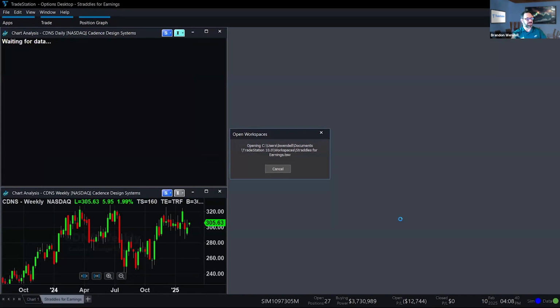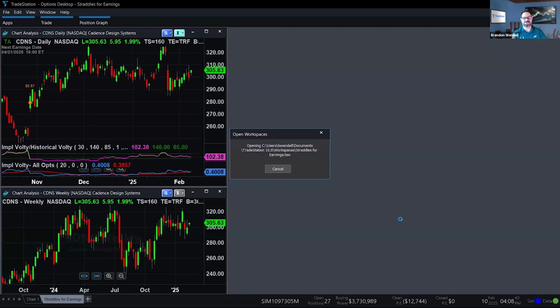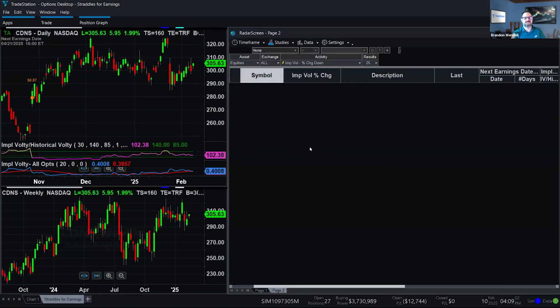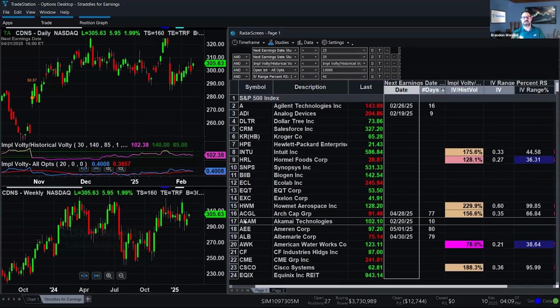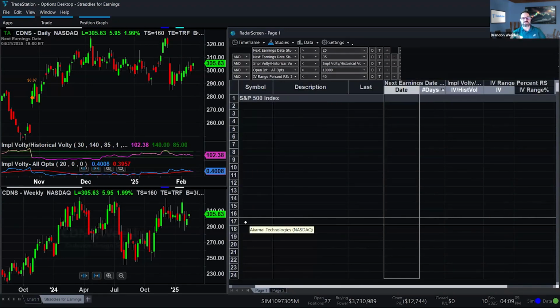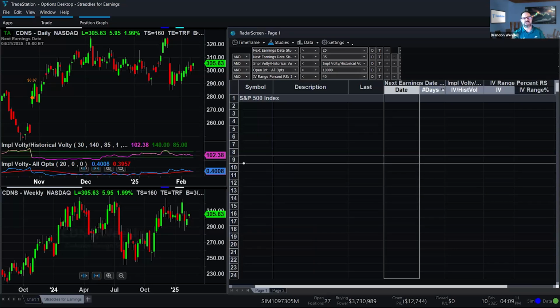And I actually have a bunch of different computers running, this is just one computer of many in my house right now, so I apologize, this is running a little bit slow. Anyway, this is, again, the workspace called Straddles for Earnings that I had shown you before. It's available in the Options Education Center. All the tools are there. And out of this, I picked out Hershey's, and this was a while ago.